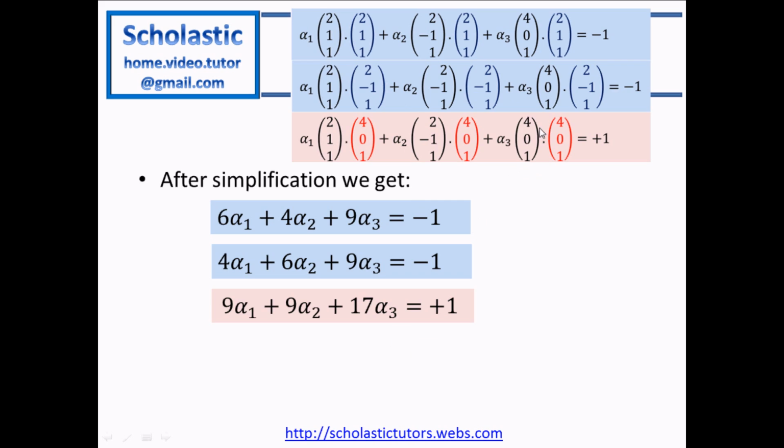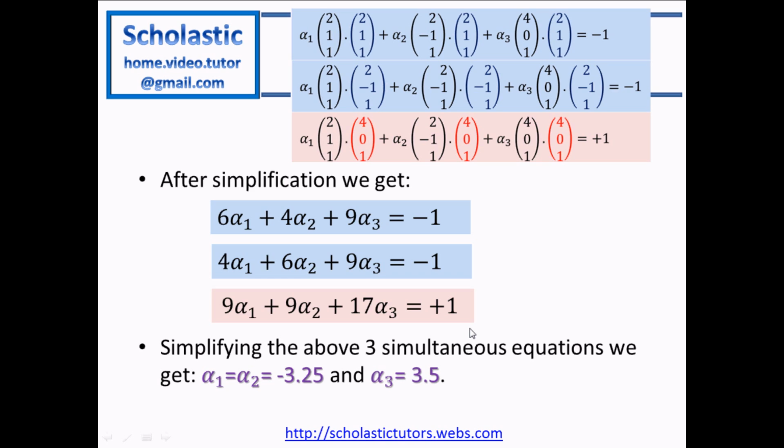For clarity, let's take the last one. Alpha 3 times 16 plus 1, 17 alpha 3. So just simplify these equations to get this one. Then your task is to solve these 3 linear equations. You can use MATLAB or some simple program, or use simple calculation by substituting alpha 1 into this one and alpha 2 into this one. By reducing the unknown parameters, you can find out alpha 1, alpha 2 and alpha 3.